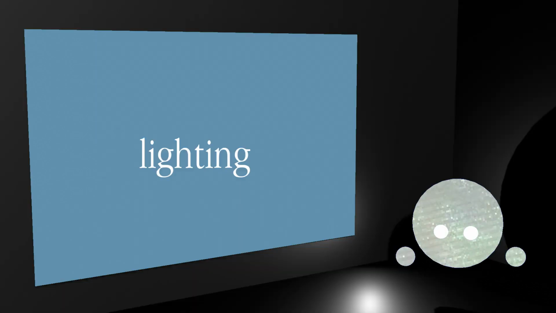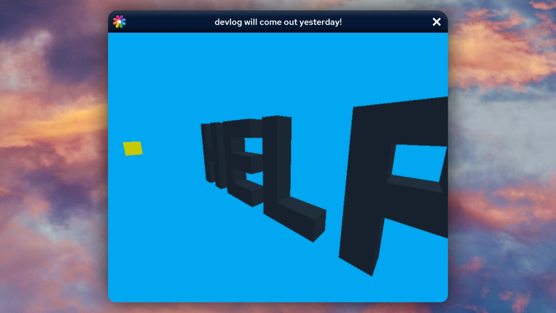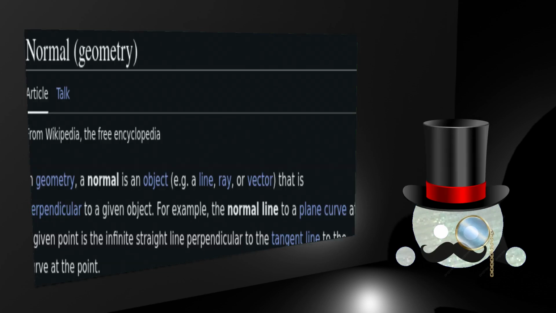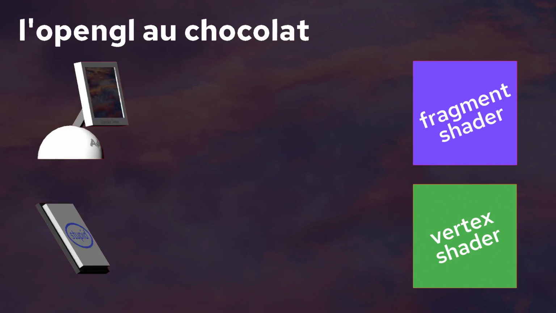To solve that, we can add lighting. There are many ways to implement lighting, such as deferred shading, which is very fancy, and very out of the scope of this video, so we're gonna use something simpler. I won't go very in depth into this though, because my own implementation is questionable. First, make sure your mesh has normals, which is, you guessed it, an object, e.g. a line, ray, or vector, that is perpendicular to a given object. Then send that to the fragment shader, where the lighting is handled.